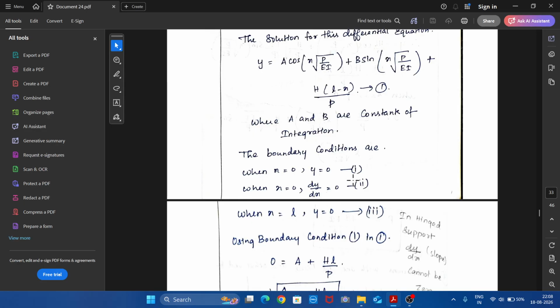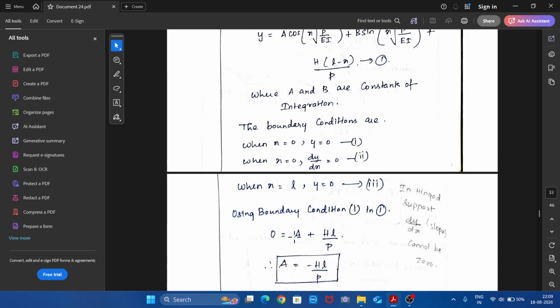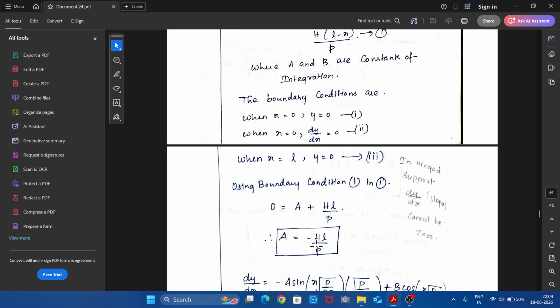So using the boundary condition 1, that is put x equal to 0 and y equal to 0. So 0 equal to A cos 0, therefore A, this will get cancelled, plus H into L minus x by P, put x equal to 0, HL by P. So you will be getting A plus HL by P. Therefore, capital A equal to minus HL by P.